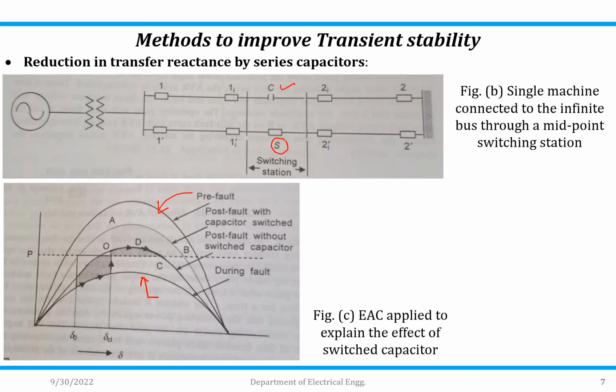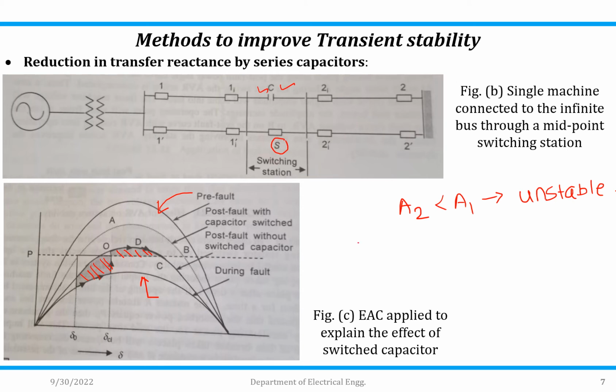So if we haven't used any switch capacitor, what will you observe here? This will be your accelerating area, and this will be a deaccelerating area. So it is observed that as A2 is less than A1, the system will be unstable. But when I connect this capacitor here, then what happens because of that?